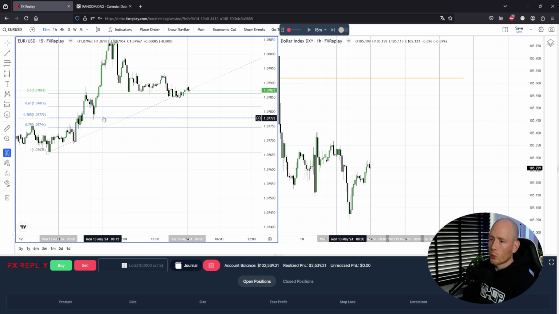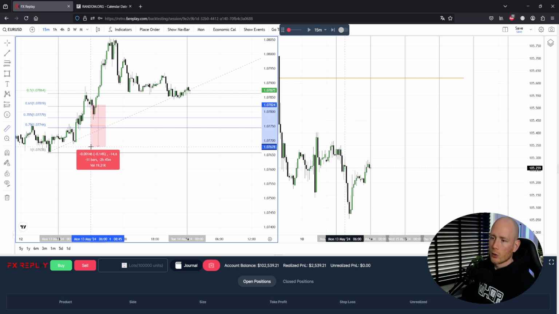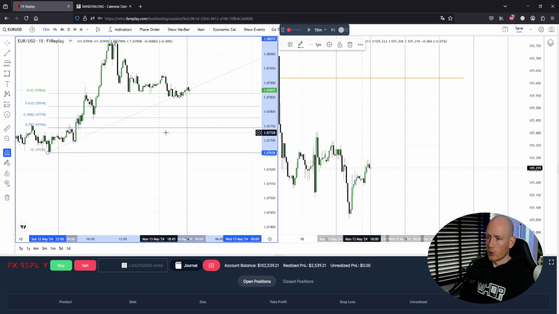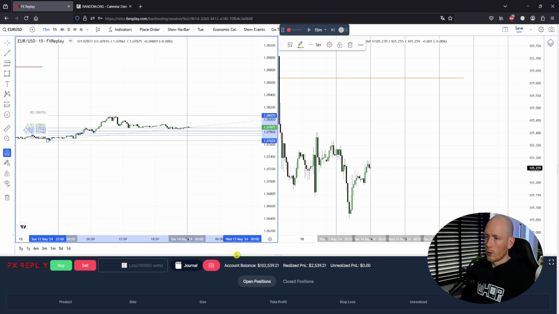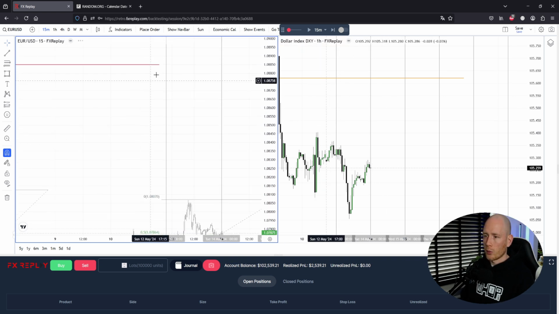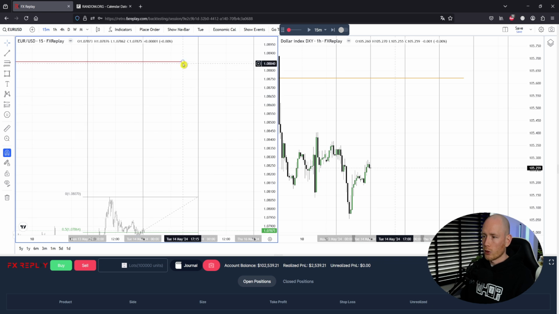I'm still going to put my stop loss a little bit wider. It's only like 16 pips, so that isn't even that big. And the target is still up here. So there's still room, but we can still work with this.